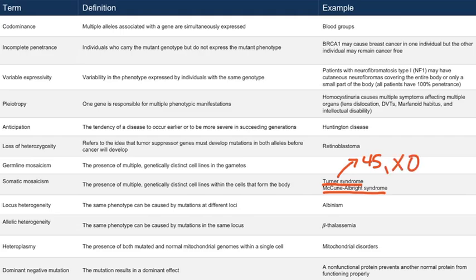McCune-Albright syndrome is caused by a defect in G protein signaling that occurs after fertilization. In other words, it's a form of somatic mosaicism. Findings include café au lait spots, precocious puberty, bone abnormalities, and endocrine organ dysfunction. Okay, let's do a question so you can see how this will show up on exams.